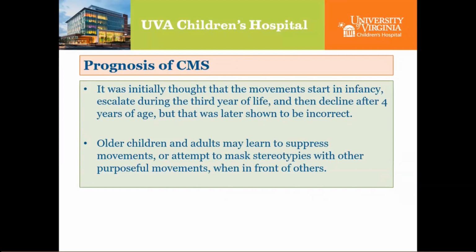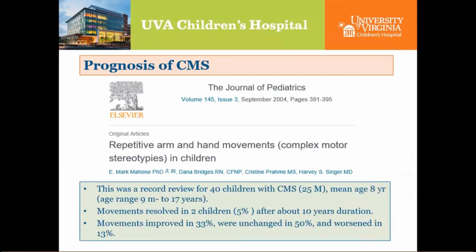There is this study from 2004, and they reported on 40 children with complex motor stereotypies, and the mean age at the time of the study was up to 17 years. They noticed that the movements would only resolve in 5% of the patients after a follow-up of up to 10 years of duration. For most patients, the movements either remained unchanged or improved, but like I said, the chance of them resolving was very small.